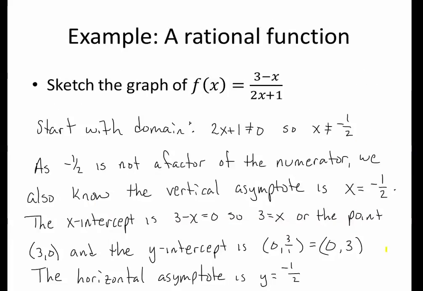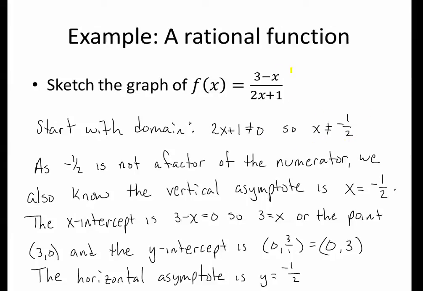We're going to sketch the graph of f of x equals (3 minus x) divided by (2x plus 1). First, we start with the domain. In the domain of a rational function, we're going to look at the denominator. We know the denominator cannot equal 0. So I take 2x plus 1 and I set it not equal to 0. I'm going to subtract 1, divide by 2, and I get my domain of x cannot equal negative 1/2.